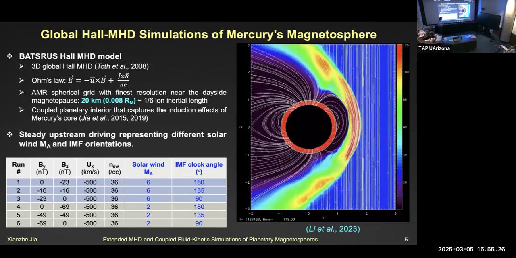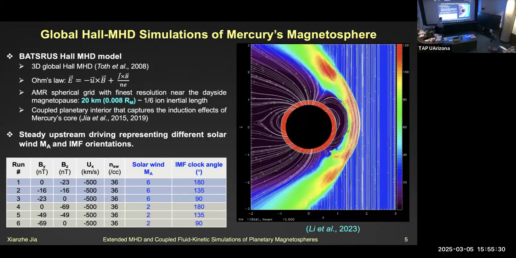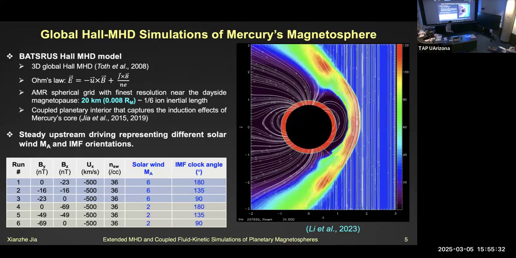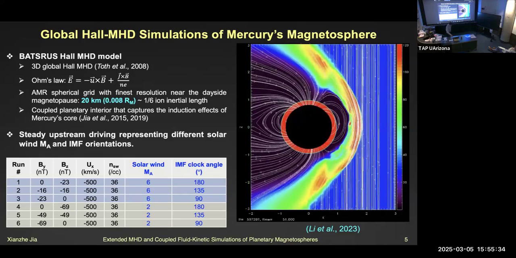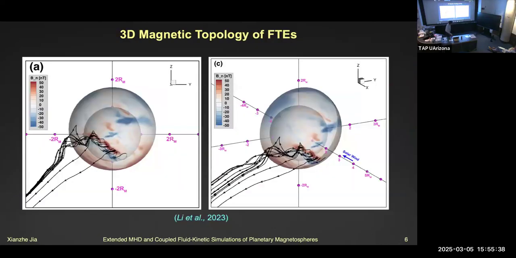Okay, and the parallel and 90 degrees orthogonal case and the 135 intermediate case between the IMF and Mercury's magnetic field. So very quickly here, if you look at one of these FTEs, clearly you can see they show up as a flux rope structure, right? It's looped up and they have a very strong core field in this particular example.